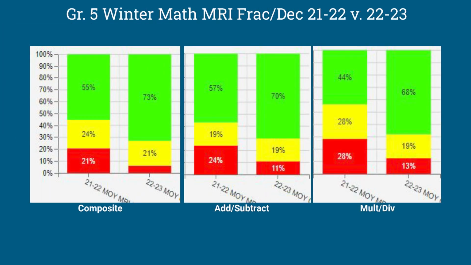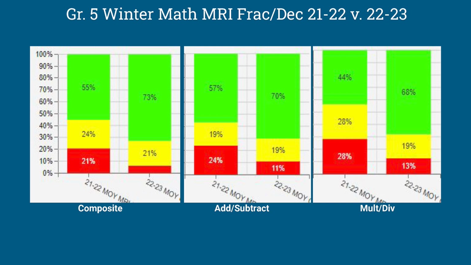This is 5th grade winter. So we have from last year to this year, because we give a different assessment in the fall than we do in the winter. So in 5th grade in the fall, they take the whole numbers. Starting in the winter, they take fractions and decimals.